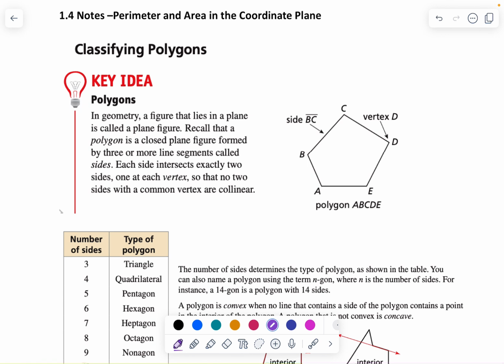The points where the sides meet are called a vertex, or vertices if there's more than one. Notice also how we name the polygon. We say polygon, and then we name the vertices of the polygon. So we could say A, B, C, D, E. We could say A, E, D, C, B. We could even start at any letter, like D, C, B, A, E. But we say the letters as you go around the polygon in either clockwise or counterclockwise.